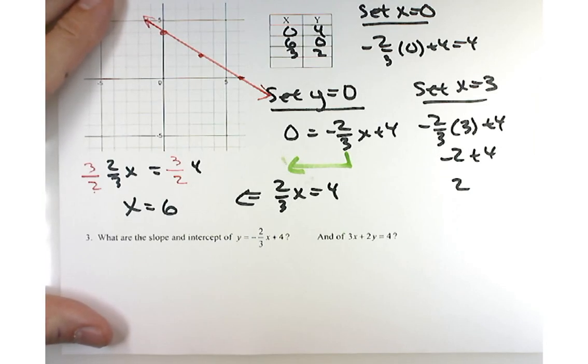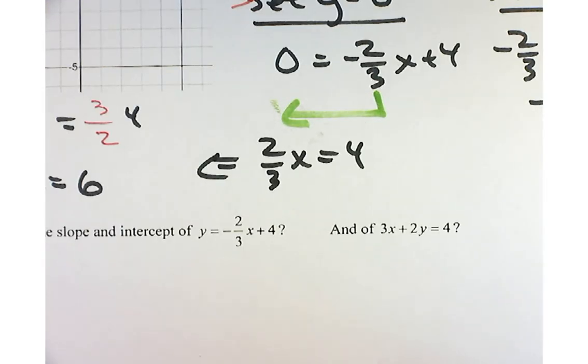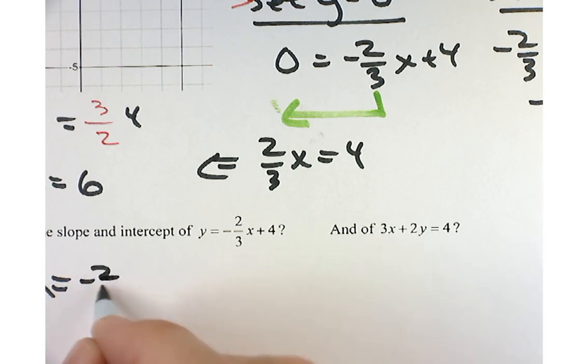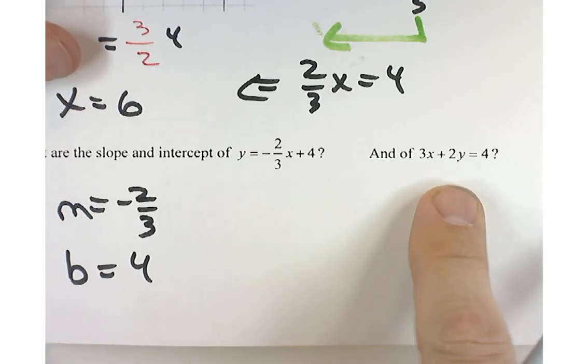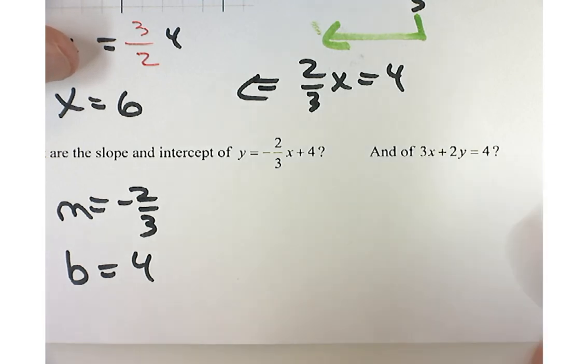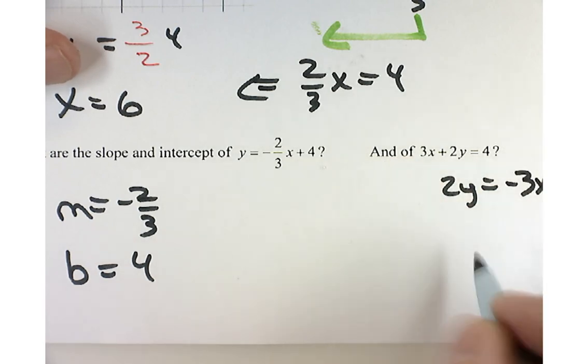Let's stick with that line for just one more little bit. We've got the line y equals negative 2/3 x plus 4. What's the slope? Negative 2/3. And the y-intercept? 4. We can't do that with this one though, right? You got to solve for y first. So I'll move the 3x to the other side. When it gets to the other side, what's that 3x term going to look like? Negative 3x. Is the slope negative 3 and the y-intercept is 4?